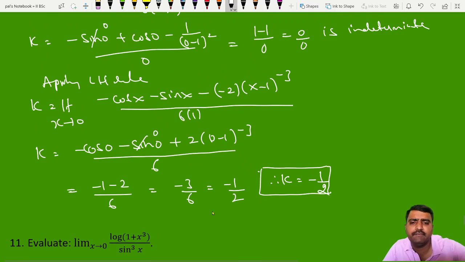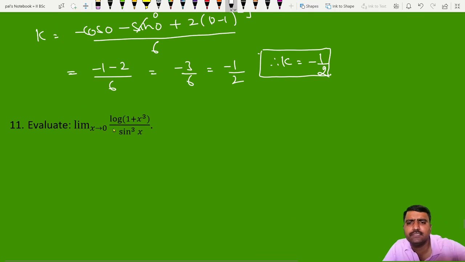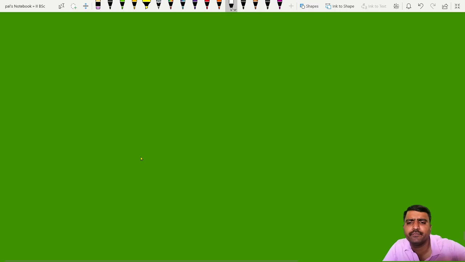So like this we can evaluate some more examples. You try to solve this: limit of log of 1 plus x cube by sin cube x when x tends to 0, and limit of (tan square x minus x square) by (x square tan square x) when x tends to 0.